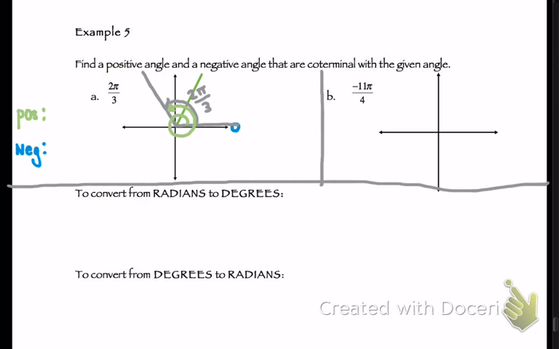360 degrees, or spin 2 pi radians. I know 360 is equivalent to 2 pi, so watch this. I know I'm at 2 pi over 3. I know I have to spin 360 degrees, which is the same thing as 2 pi. Look at what I did. I made that 6 pi over 3 because that is equivalent to 2 pi. So I think my positive coterminal angle would be 8 pi over 3.